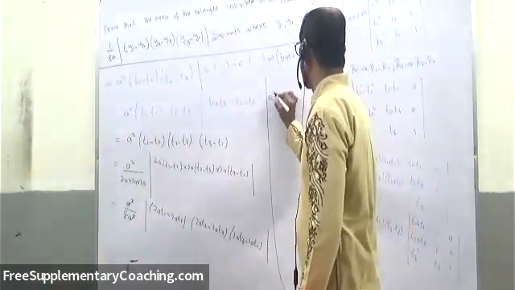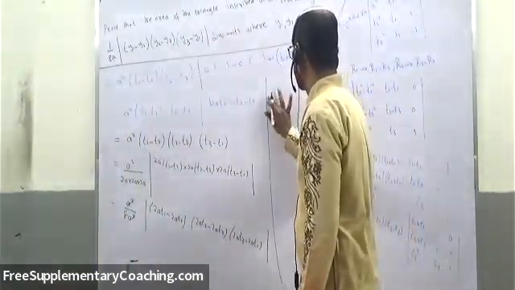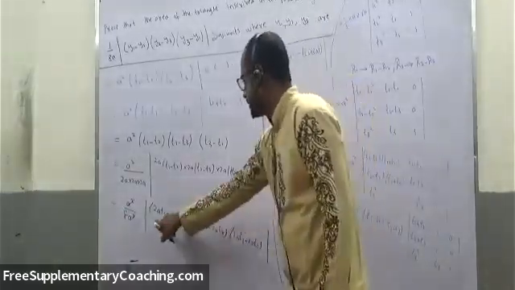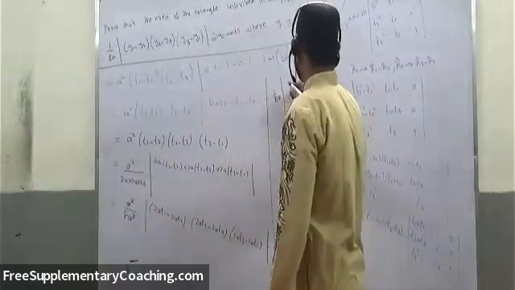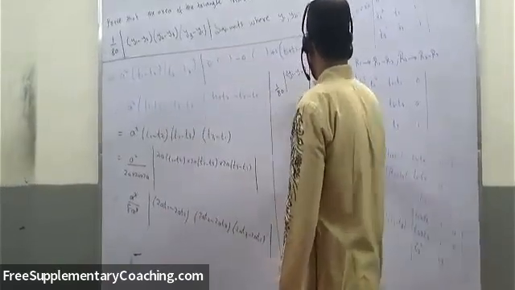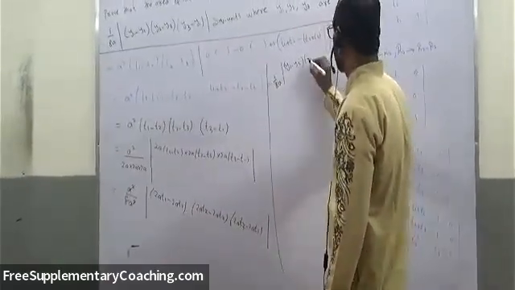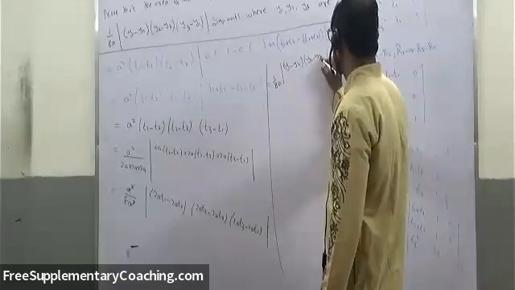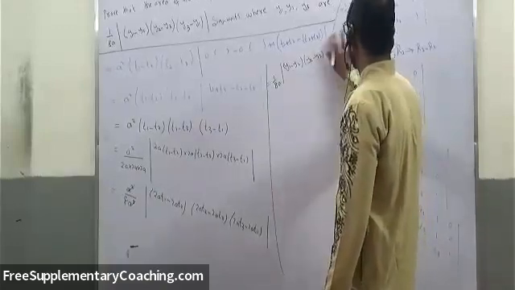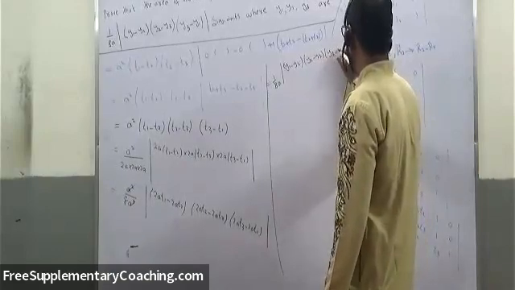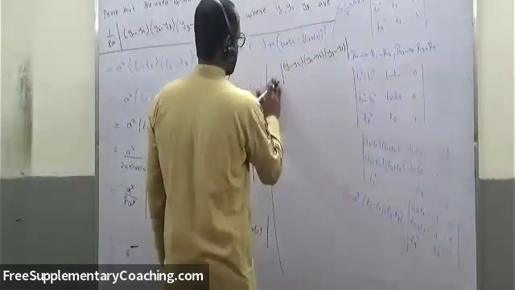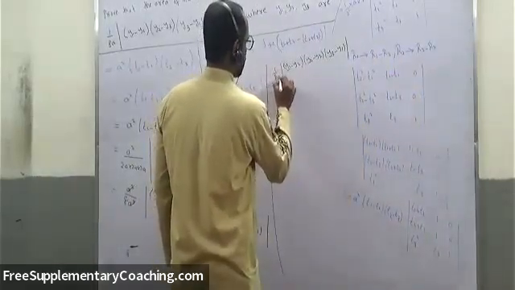So this is equal to 1 by 8a mod. This is (y1 minus y2) into (y2 minus y3) into (y3 minus y1). These are the required conditions that we have to prove.